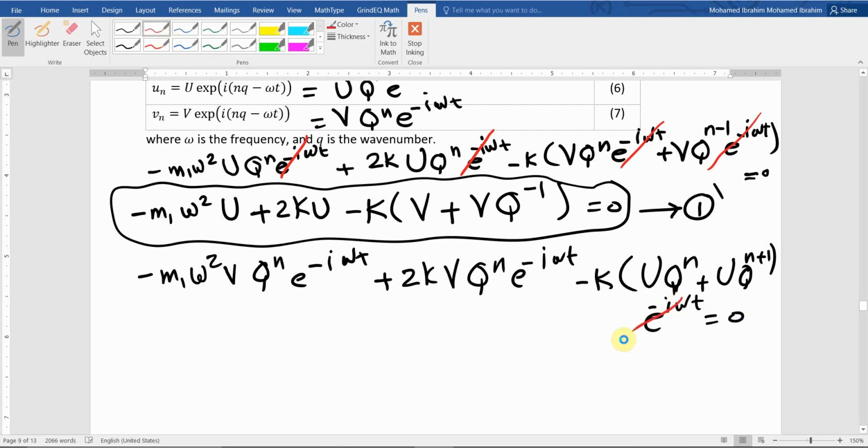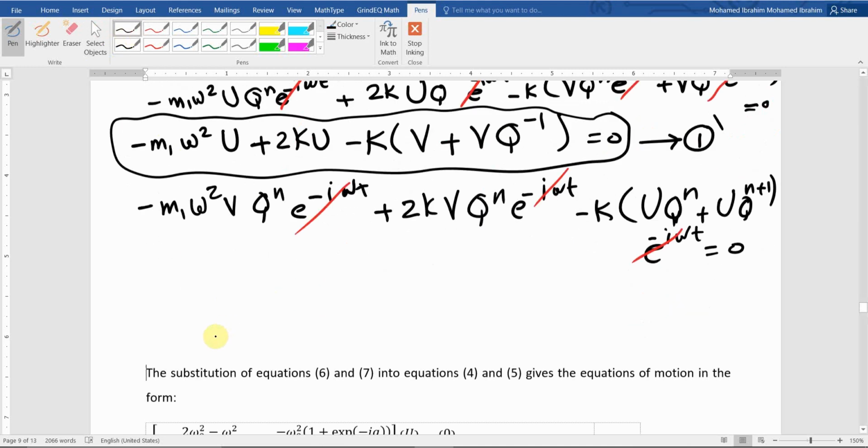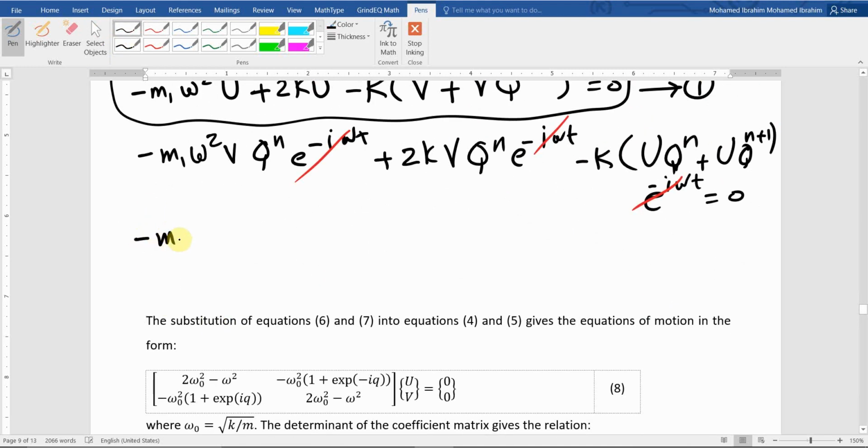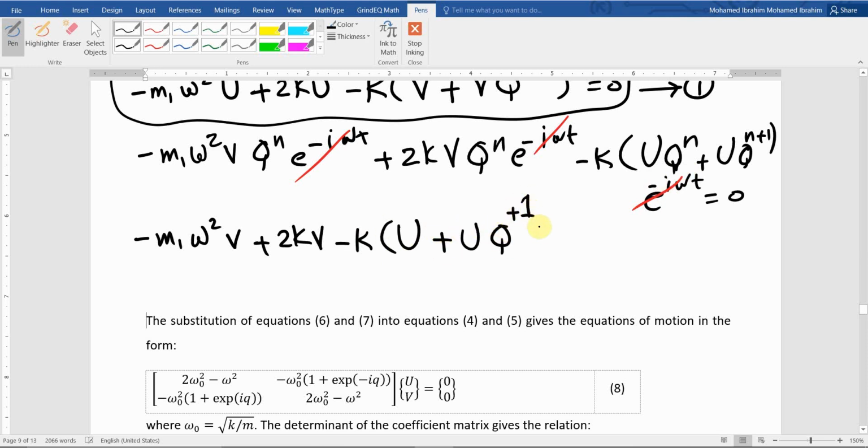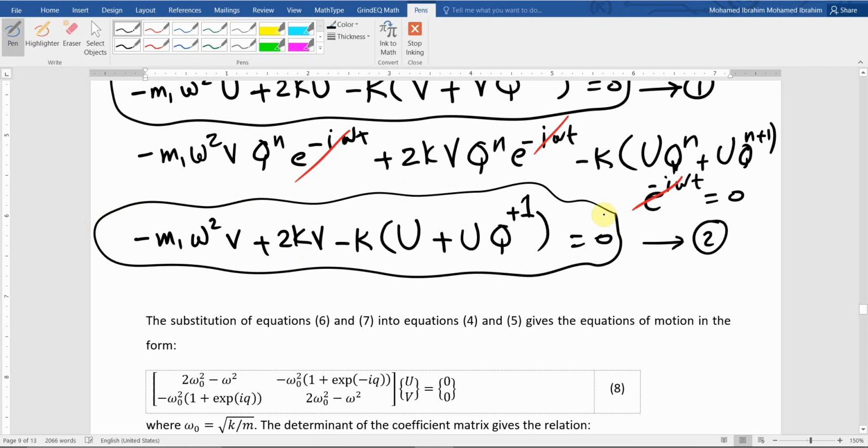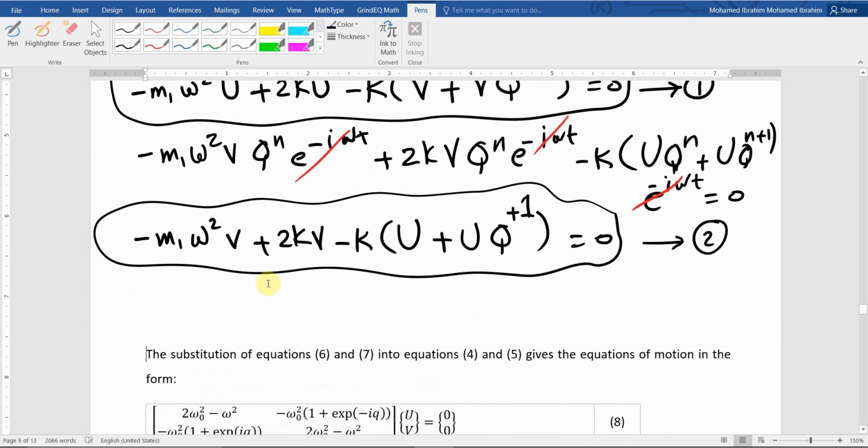Then we can cancel all of these exponential terms together, and then we can divide this equation by qn. So we're going to end up with m1 omega square v divided by qn, plus 2k v divided by qn, negative k times u divided by qn, plus u times q plus 1, equals 0. And this is going to give us the second equation. Then if we arrange these two equations into the matrix form, we're going to end up with a similar form like this one.